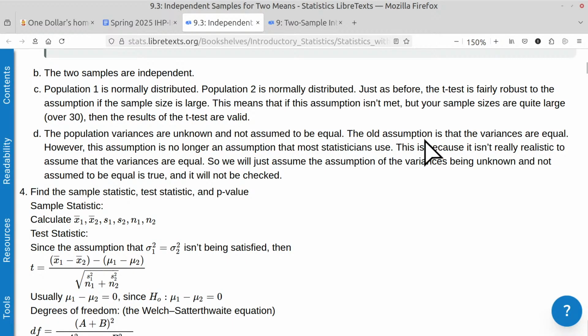The old assumption is that the variances are equal. However, this is no longer an assumption that most statisticians use.